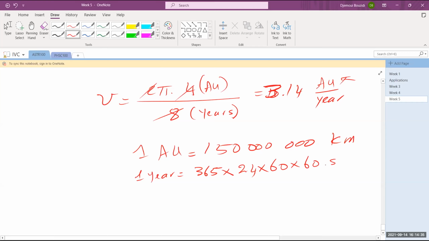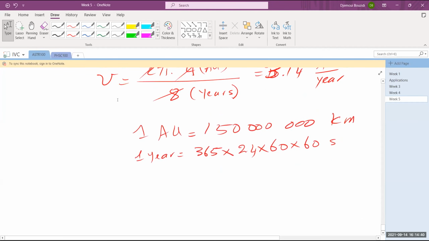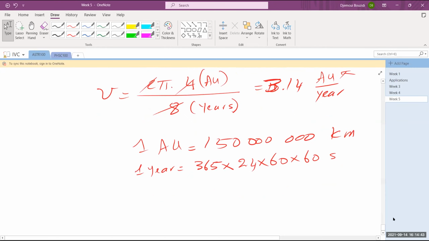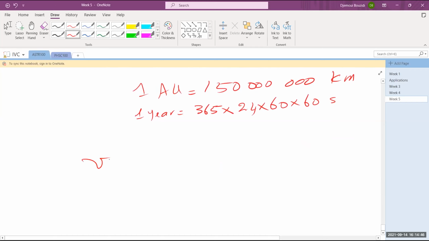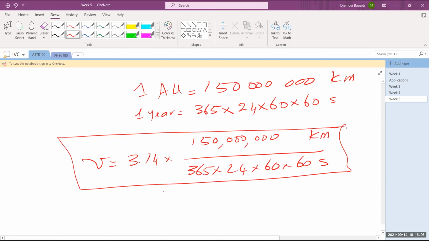So all I have to do is multiply these numbers together and I find how many seconds are in a year. Then the velocity would be just 3.14 times the ratio of these two numbers in kilometers per second. So the velocity will be 3.14 times 150 million kilometers over 365 times 24 times 60 times 60 seconds. Plug it in the calculator and you're going to find the velocity in kilometers per second, as the question was asking. Okay, makes sense to everybody?